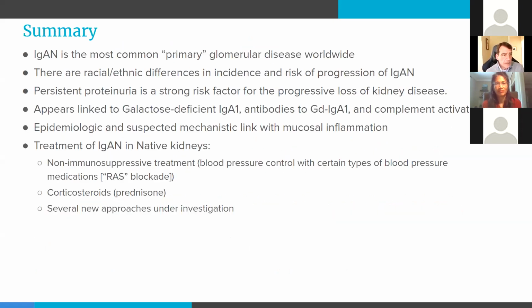Next slide. So in summary, IgA is the most common glomerular disease worldwide. There are differences in ethnic groups with respect to not only the likelihood of getting IgA nephropathy, but the severity of disease. We've learned that the severity of protein loss in the urine is an indicator of the risk of progressive loss of kidney disease. We have a paradigm by which we think we understand how IgA nephropathy happens with respect to the molecule itself. The treatment is really evolving, and it's really a very exciting time to be in nephrology and in glomerular disease and in IgA specifically, because there are so many different approaches that we are contemplating to target with therapeutics for the treatment of IgA. And that's my part of the show. I'll hand it to Dr. Gillespie.